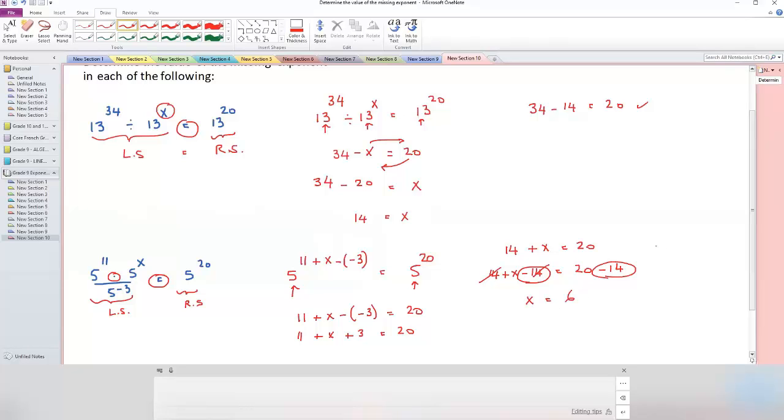Now, as a verification, is 11 plus 6 minus 3 equal to 20? I have 11 plus 6 plus 3. That means I'm going to check now. 6 and 3, it's 9. 9 and 1, 10. 10 and 10 equal 20. That means I did a great job. I hope you understood how we can divide the powers, and thank you for your attention.